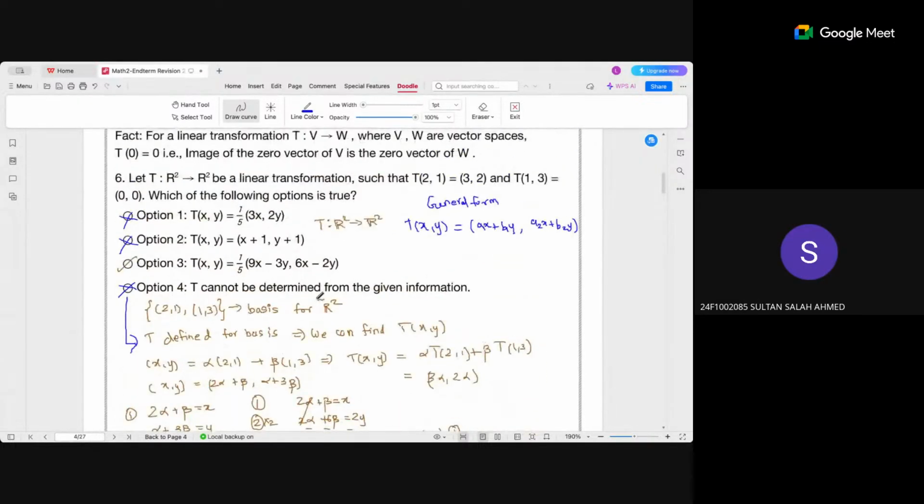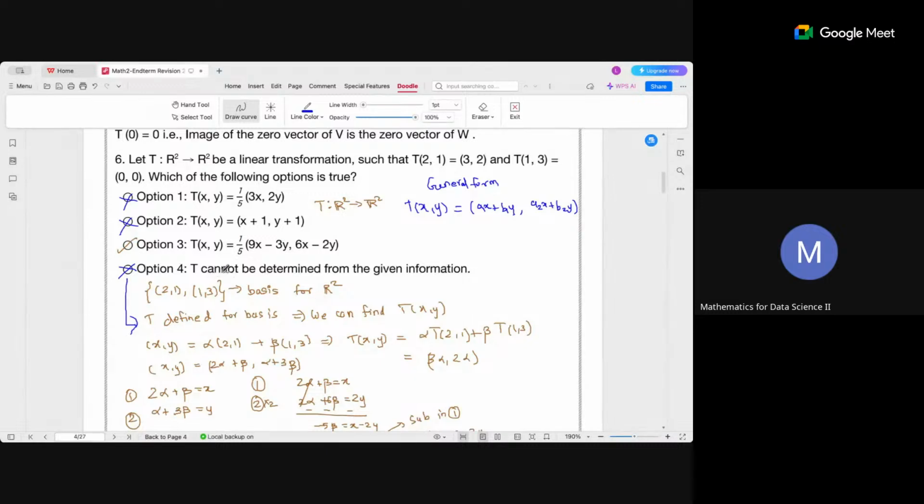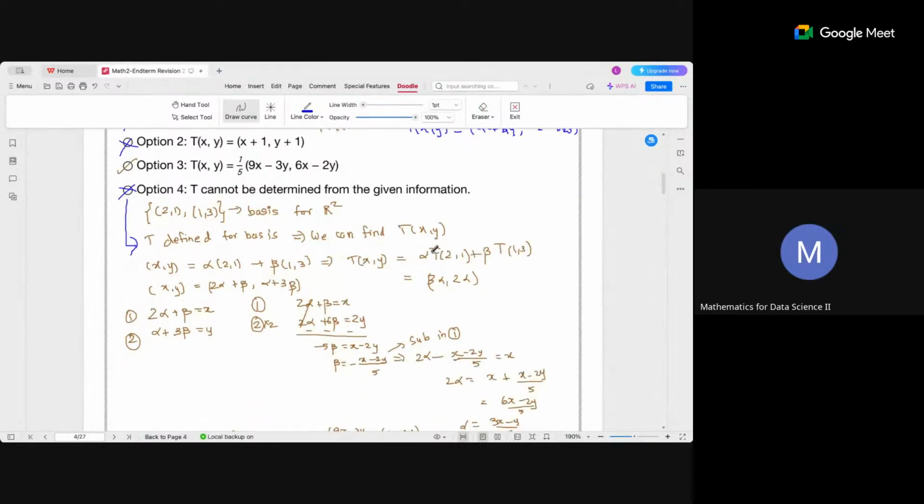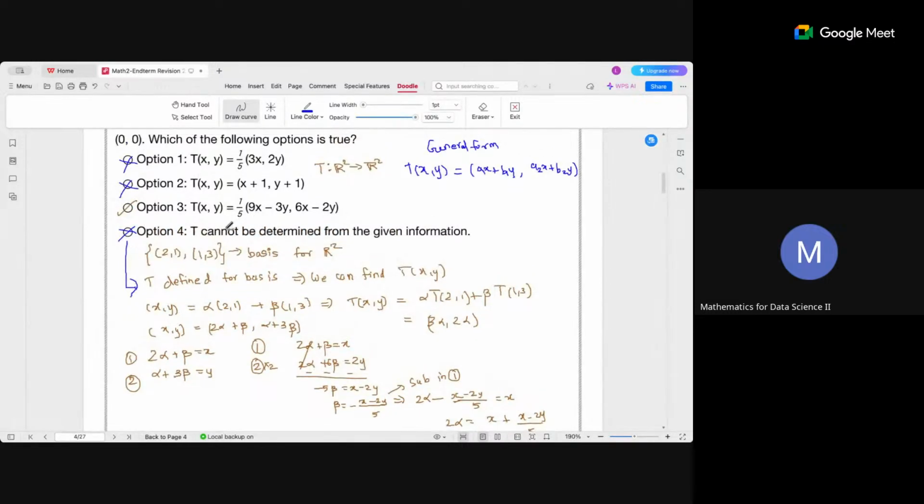Ma'am, please explain the fourth option again. See, the fourth option is saying that T cannot be determined from the given information. But what I said is that if T is defined for the basis, then we can always know that this is the process for finding the T of x comma y. So here they are saying we cannot find, which is incorrect.